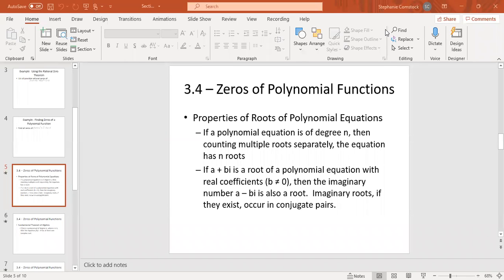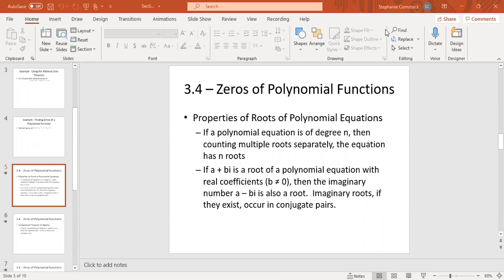Okay, so a couple of properties about polynomial equations that we need to just keep in mind as we're processing through here is, first off, if a polynomial equation is of degree n, so remember that the degree is the highest power. So if its biggest power is 3, then counting multiple roots separately or individually, it will have n roots, or when I said n is 3, then it would have 3.